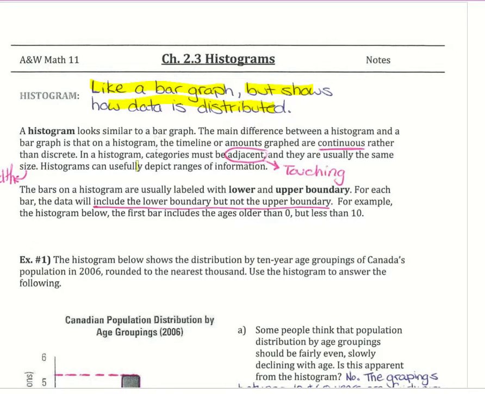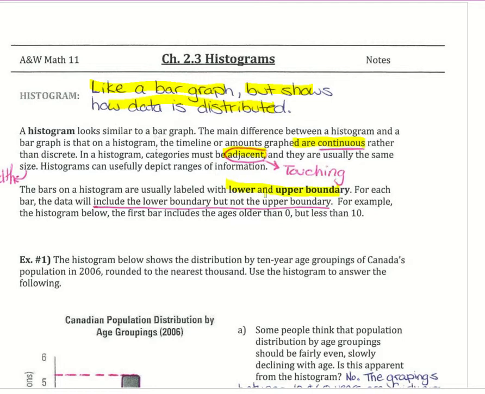A histogram looks similar to a bar graph, but the graphs are continuous rather than discrete. Discrete would be like 1, 2, 3, 4. Whereas when it's continuous and adjacent, you're grouping things from say 0 to 10, 10 to 20, 20 to 30, and you fall somewhere near. You're not sure if in that 0 to 10 it could be 5, 6, or 7, but it's in that grouping. The bars on a histogram are usually labeled with a lower and an upper boundary.